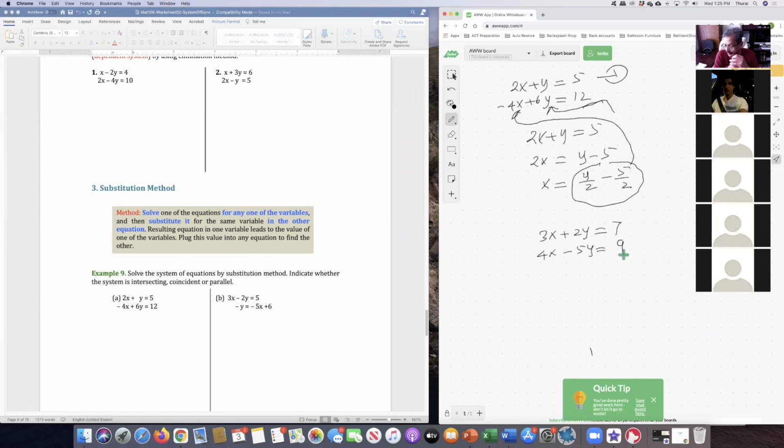In fact, the substitution method is inconvenient in this case. It brings in fractions right up front. The elimination method is convenient. We can still use the elimination method. Let's say I want to eliminate y. Can somebody tell me what numbers I should multiply?